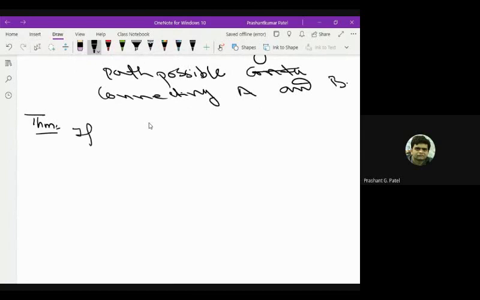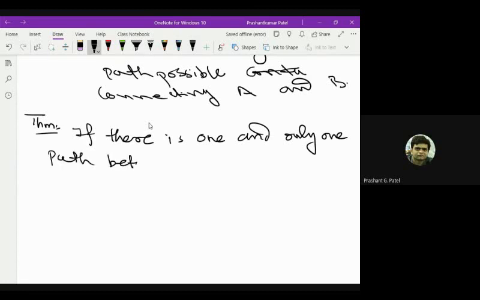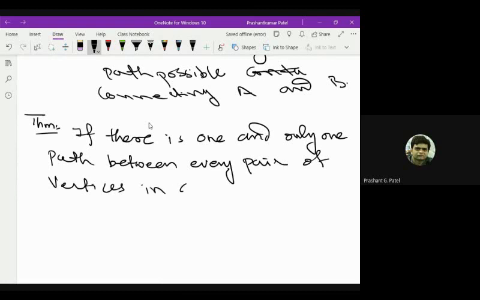If there is one and only one path between every pair of vertices in a graph G, then G is a tree.